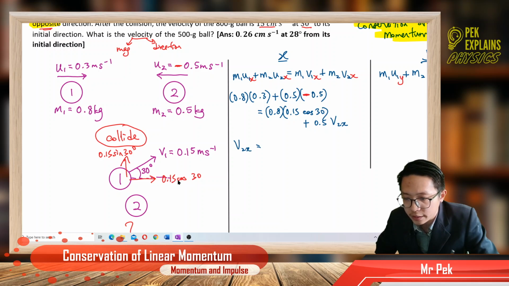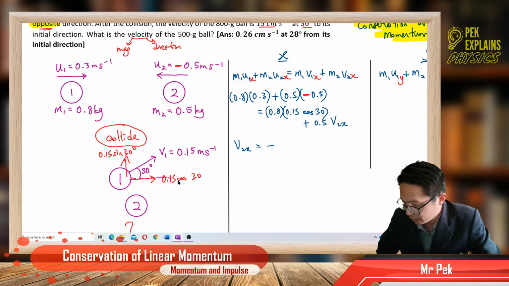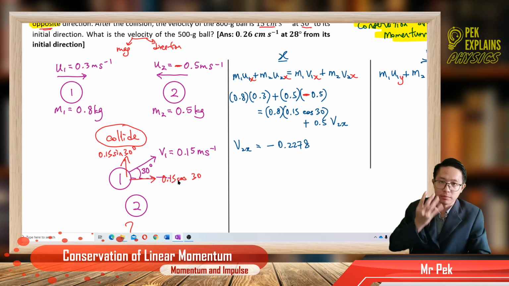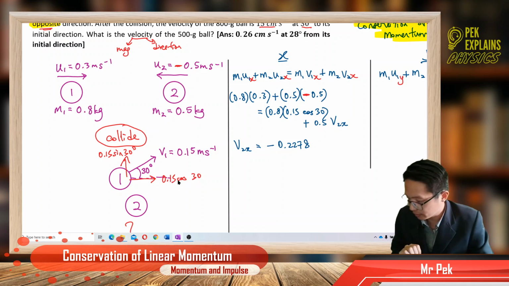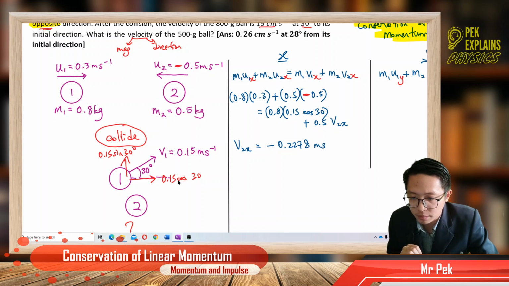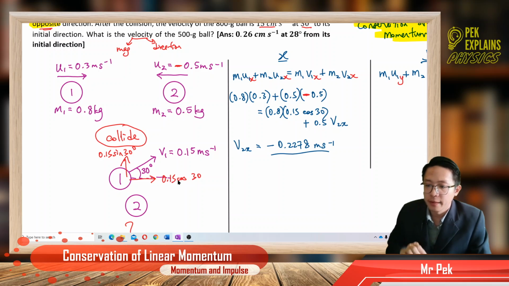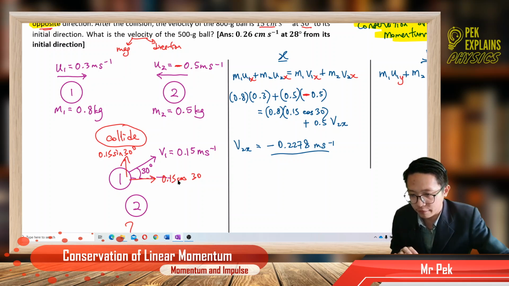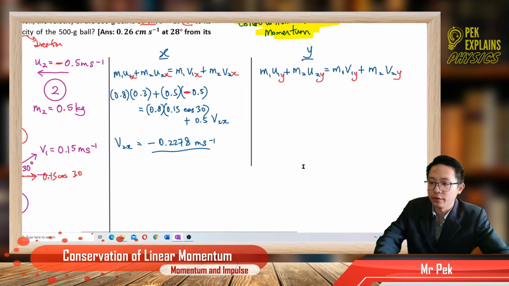After calculation, I got V2x equal to negative 0.2278. Put 4 decimal places so that it is more accurate. Now, this one is negative. Negative means it's going to the left. Okay, negative, going to the left.